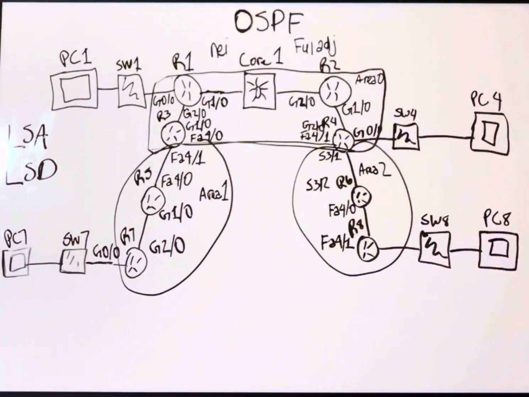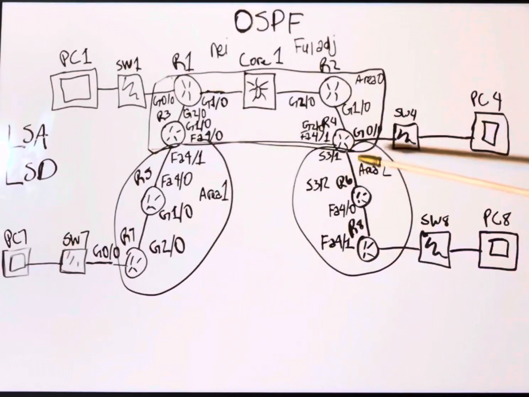Then that begs the question, how would Router 1 share its LSA with a router outside of the area? For example, let's say Router 8 needs the LSA of Router 1. Router 1 will share its information with the fully adjacent neighbor here, Router 2, and Router 2 will share information with Router 4, which is an ABR, which stands for Area Border Router.